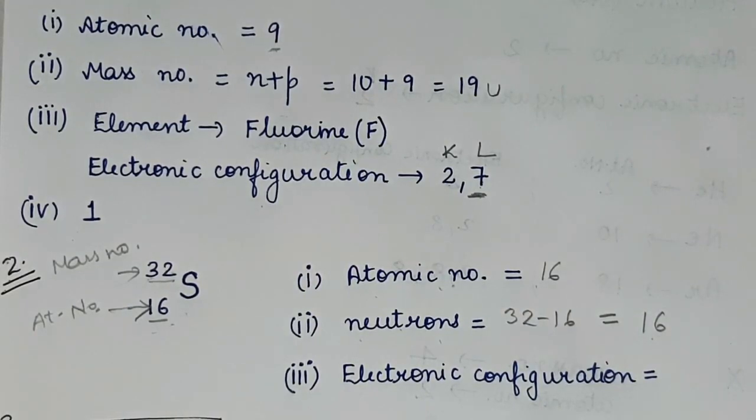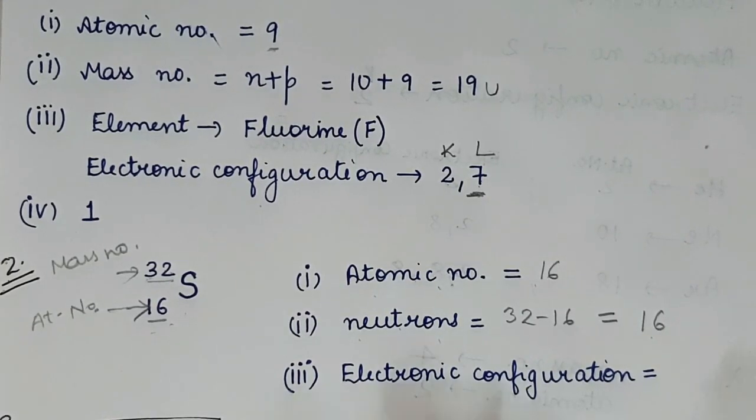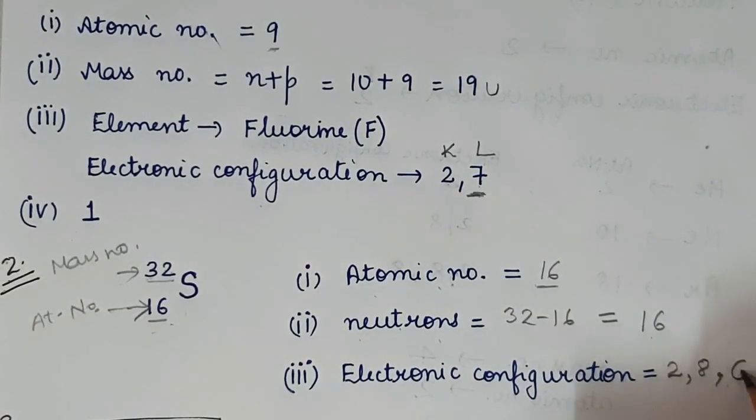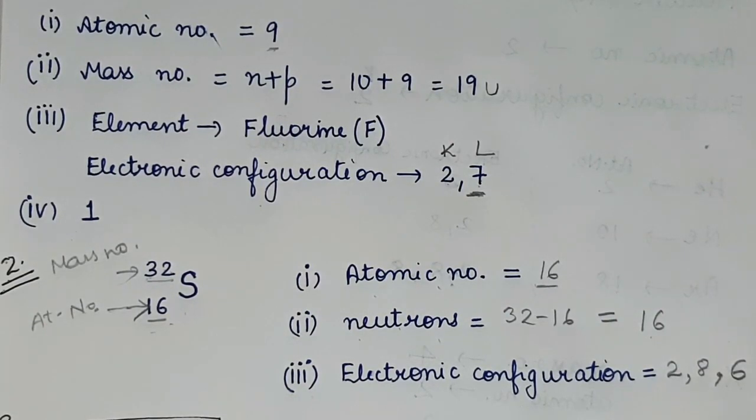Third part is, find the electronic configuration of sulfur atom. You have to write the electronic configuration. You know the atomic number, that is 16. So you can write down the electronic configuration. 2 in the first shell, 8 in the second shell and 6 in the third shell. 2, 8, 6. This is the electronic configuration of sulfur atom. Coming to question number 3 now.